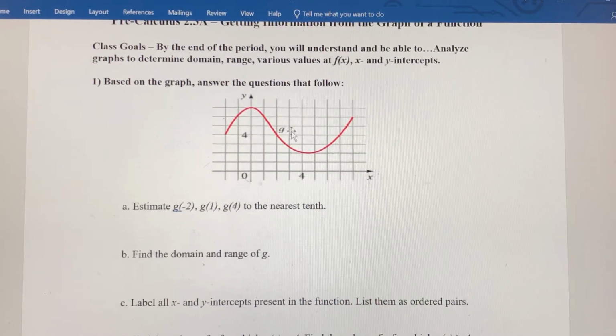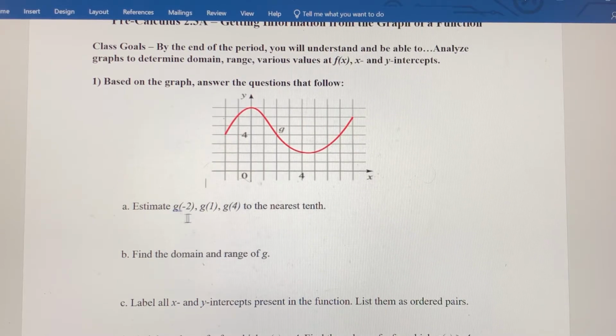And this function is named g. That's what the g is there for. It gives us the name of the function, okay? So first thing I want to do, we're going to estimate for different values of g of x. We can say f of x or g of x. Remember, those letters are interchangeable, not a huge deal.